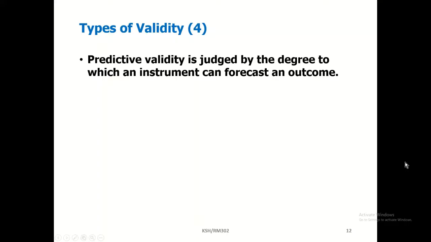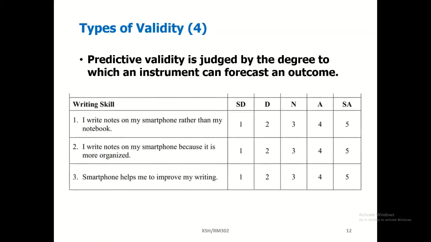Welcome to part 3. In this part, we're going to look at the third type of validity, predictive validity. When looking at this 3-item part, we wonder if the items can predict the respondent's writing ability if they circle 5 for each item. That is, can the mean score of 5 accurately predict their ability to write well?